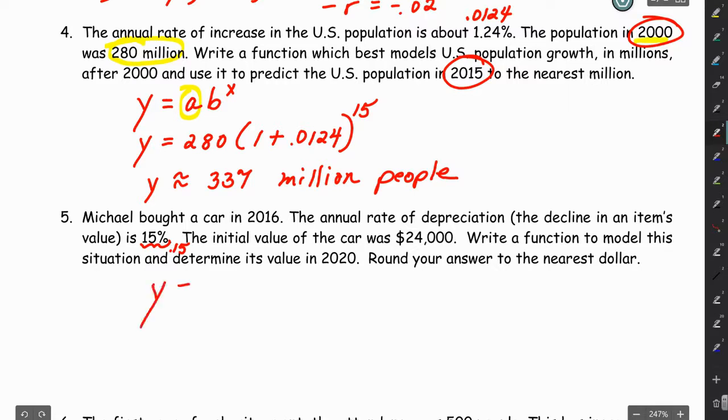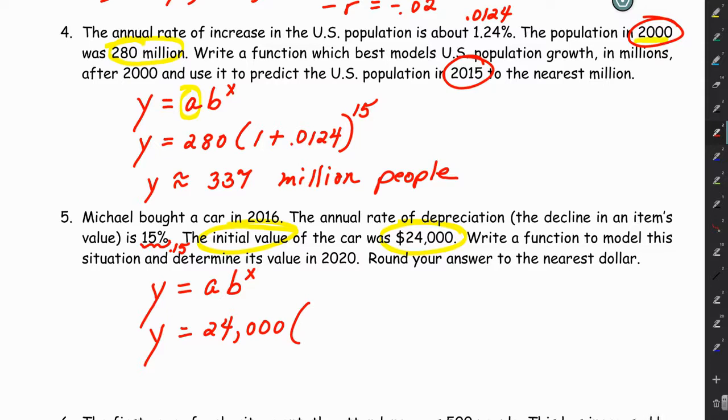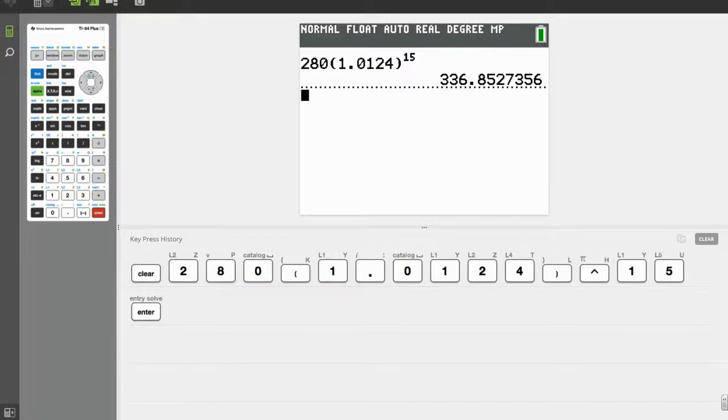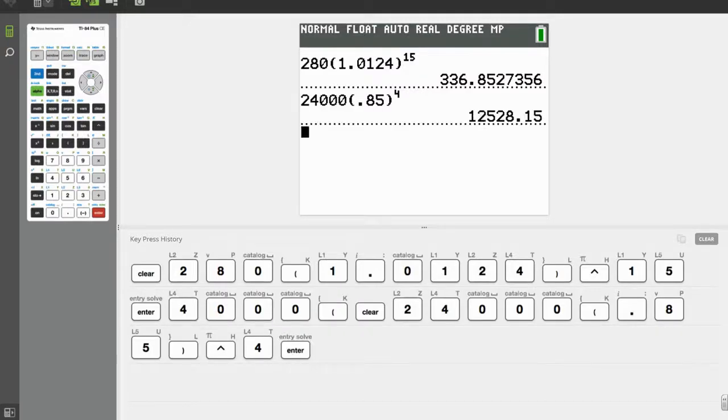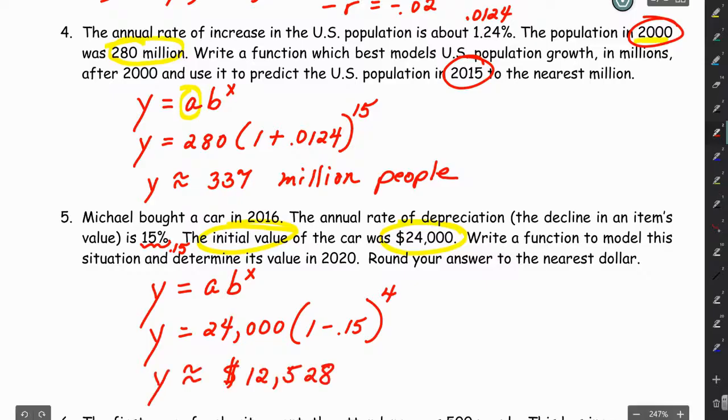Remember, we're writing our equation in the form y equals a b to the x. Our initial value is a, so we're going to write 24,000 for our initial value. And depreciation, meaning we have a decline in value, so we're going to do 1 minus 0.15. We bought the car in 2016, and now we're talking about 2020, so that's 4 years later. We're going to put that in our calculator. We get a value of 12,528 rounded to the nearest dollar.